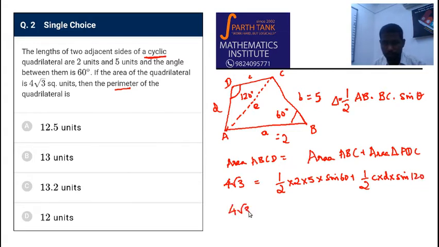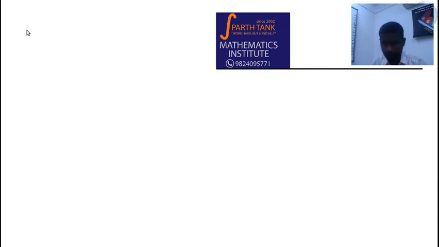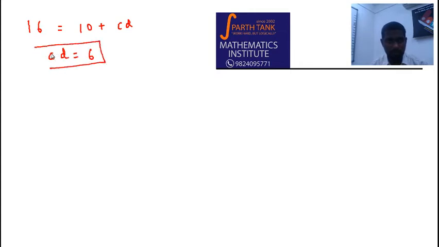So 4 root 3 is 5 into square root of 3 upon 2 plus 1 by 2 into square root of 3 upon 2, so it is CD square root of 3 upon 4. Alright, so let us cancel the square root of 3 on all sides. Multiply the whole thing by 4 and we would get 4 4s are 16 is 10 plus CD, or CD is 6. Let this be one equation.